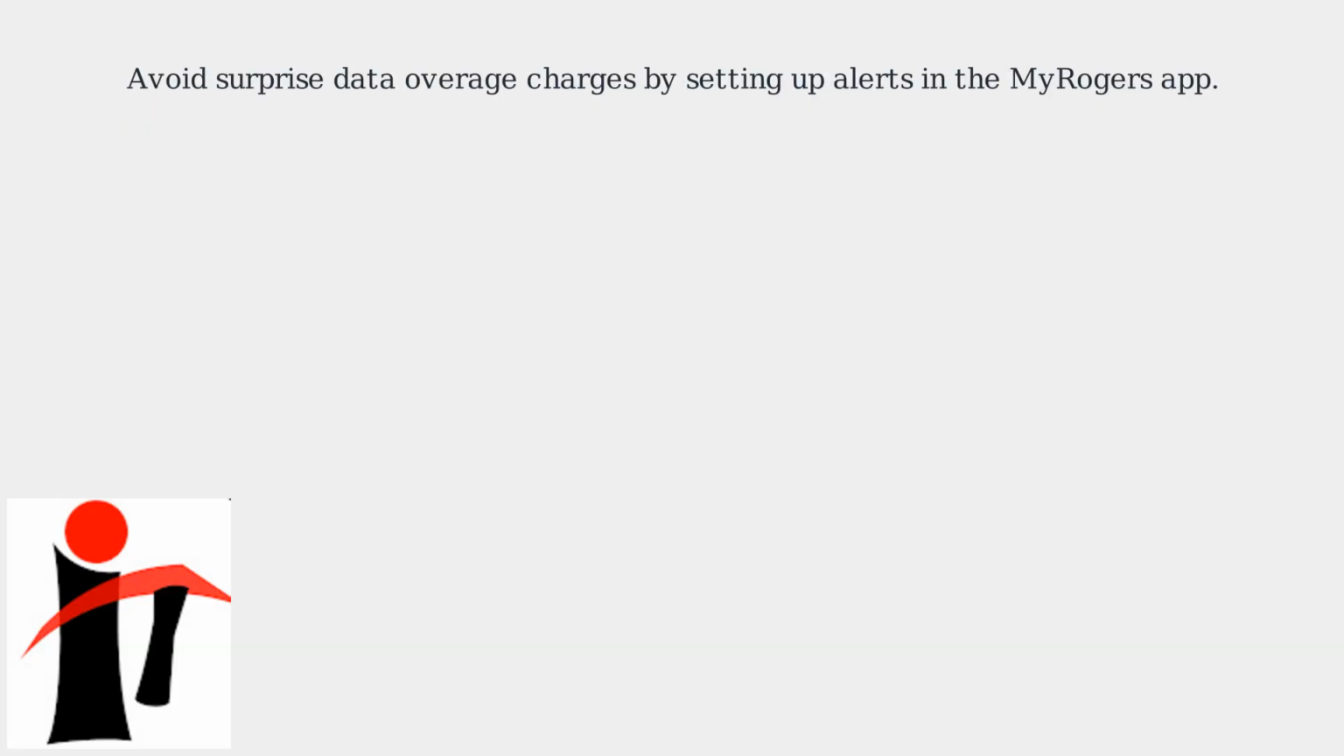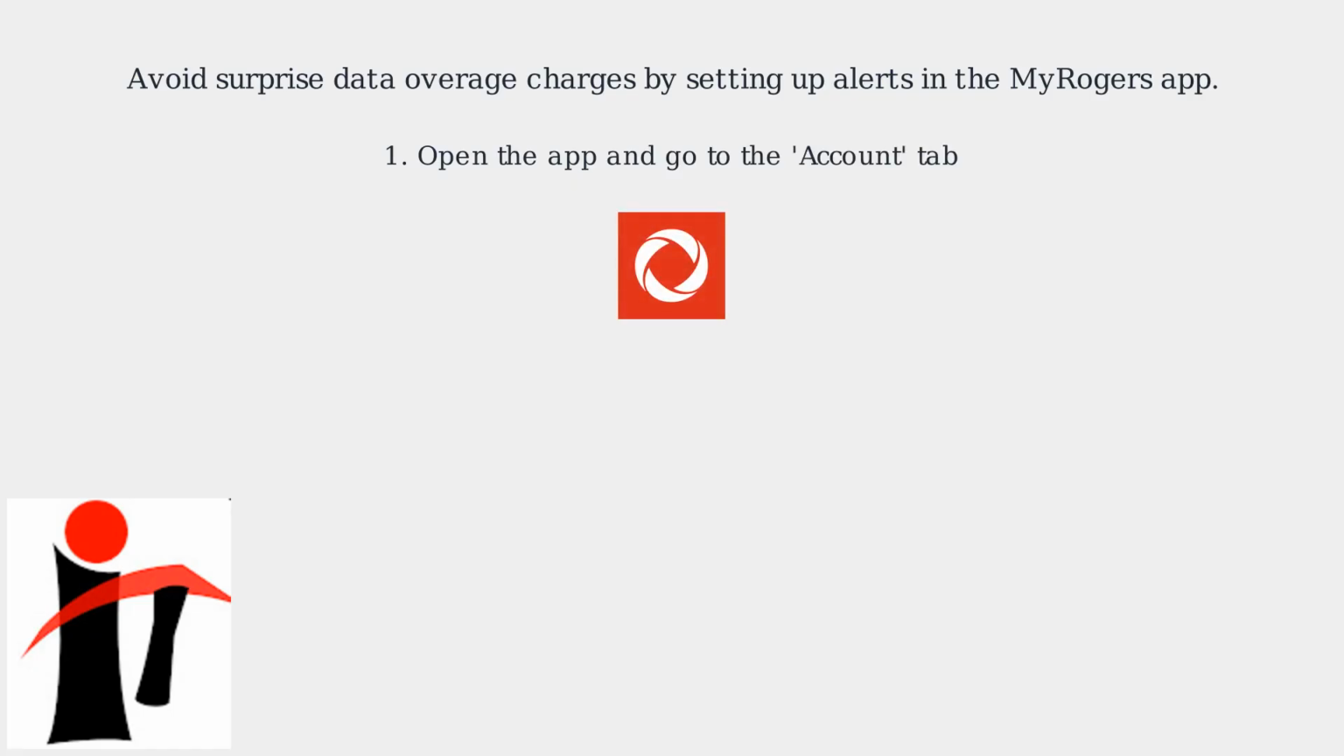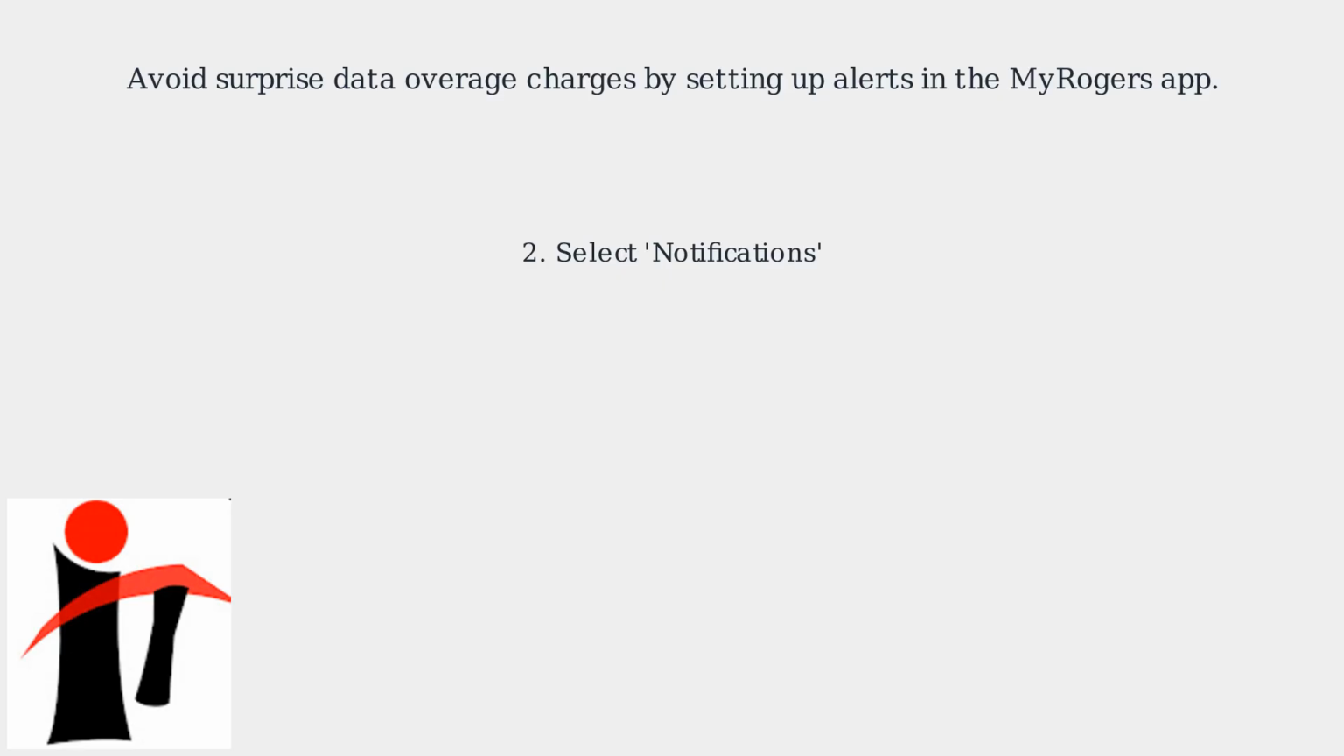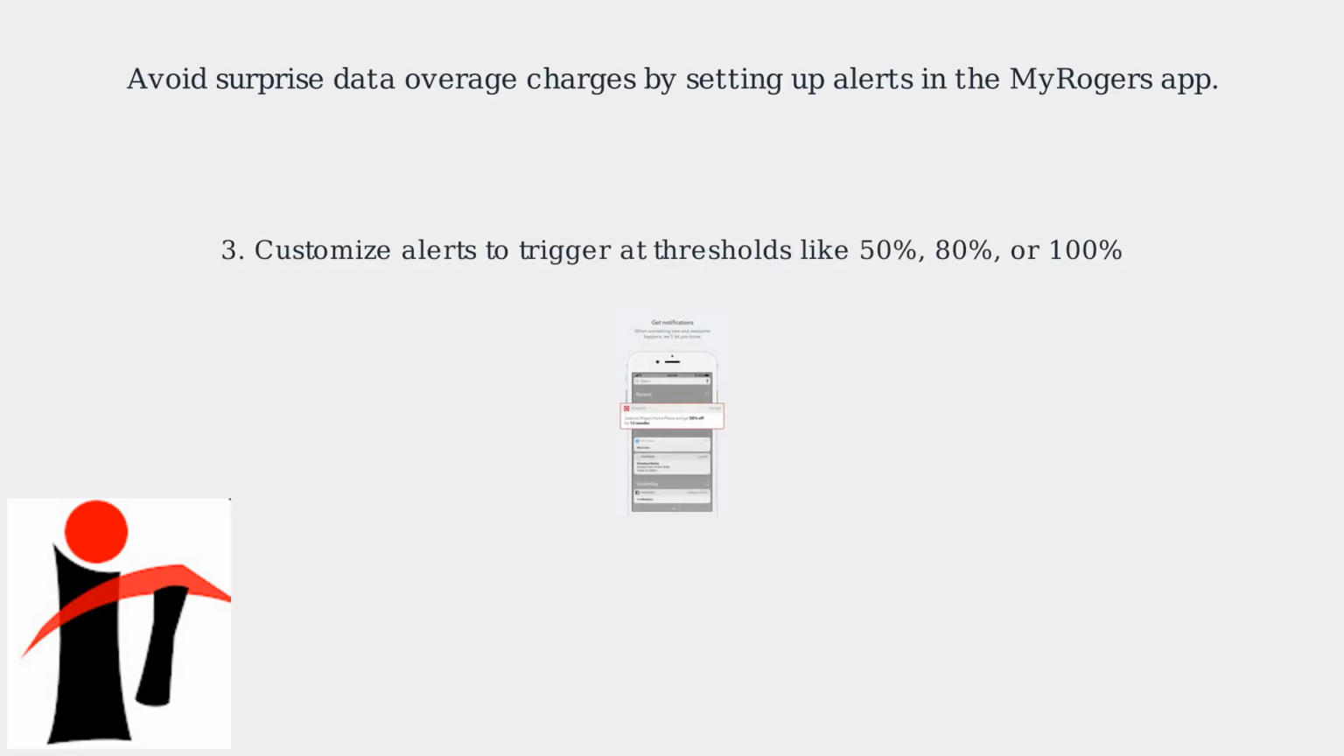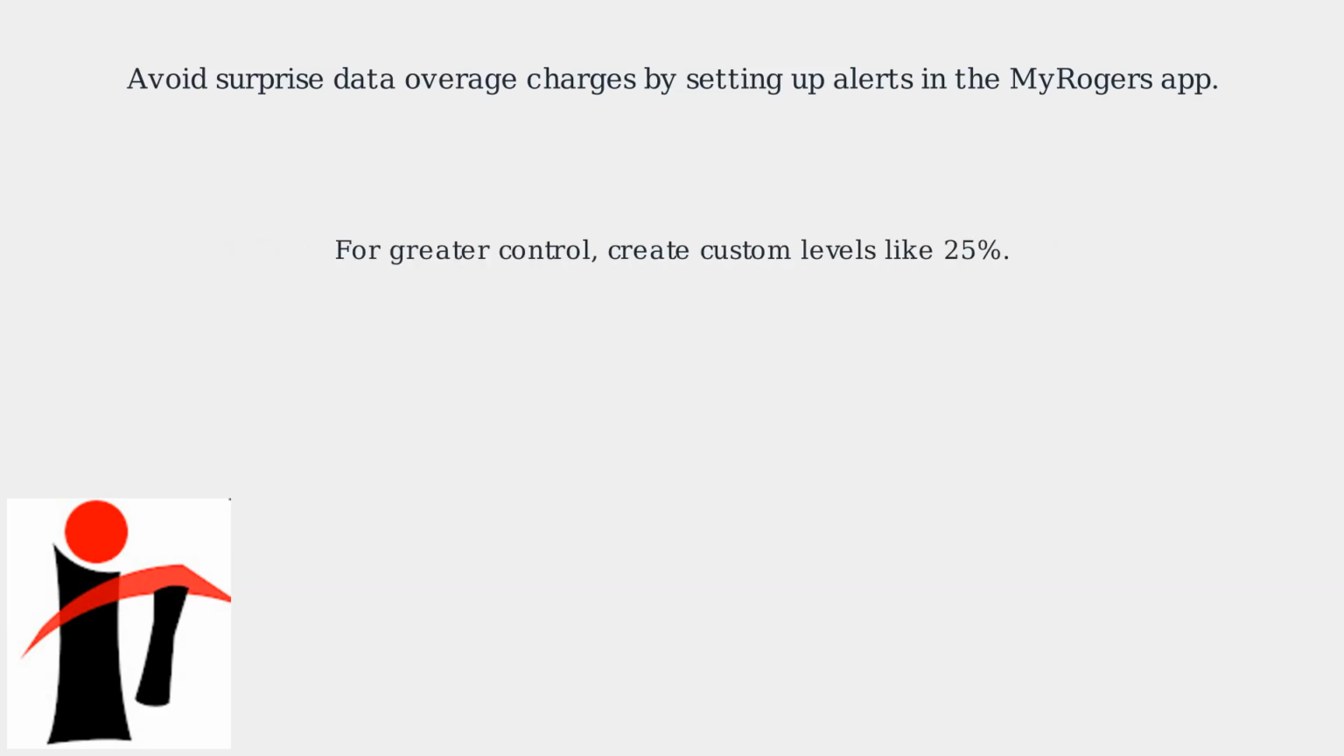Avoid surprise data overage charges by setting up alerts in the MyRogers app. Open the app and go to the Account tab. Then select Notifications. Here, you can customize alerts to trigger at specific data usage thresholds like 50%, 80%, or 100%. For even greater control, create custom levels like 25%.